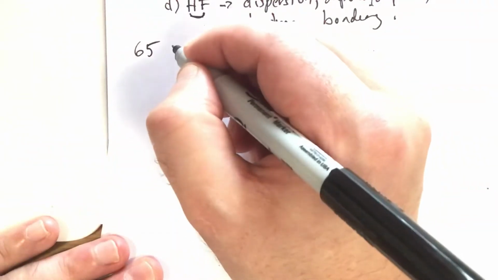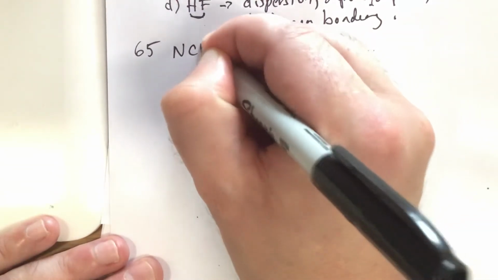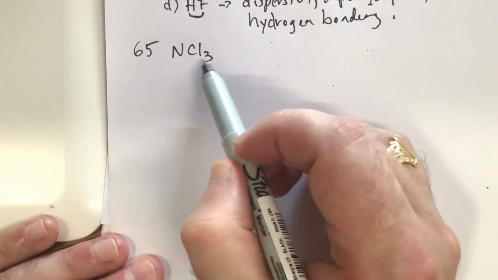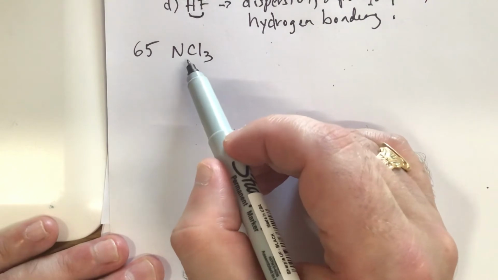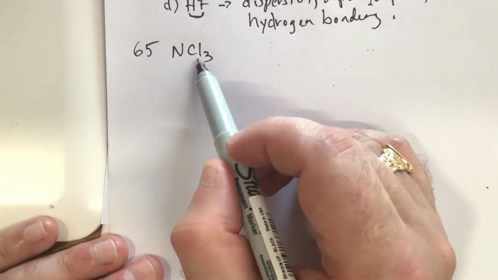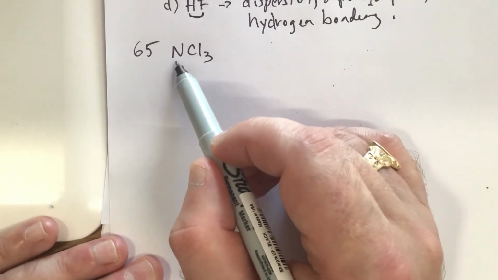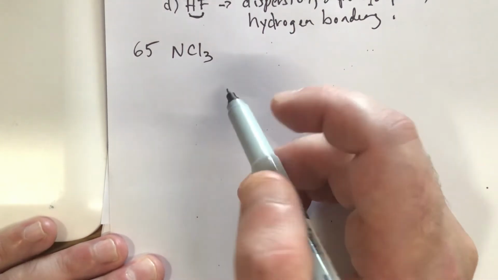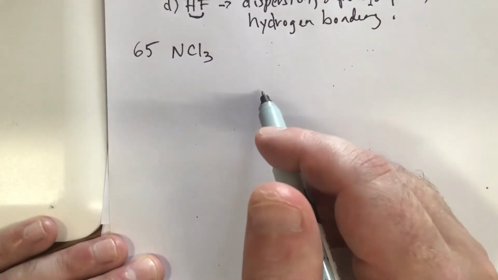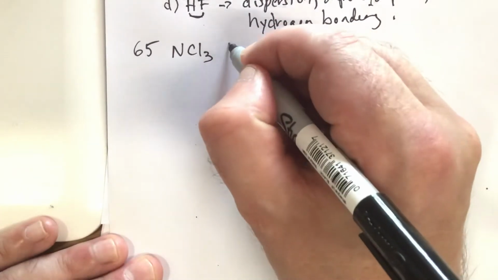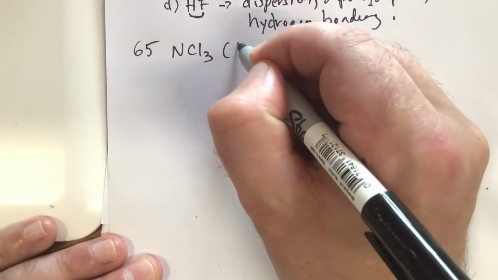But what do we have here? NCl3. So we've got two non-metals here. So this is a covalent bond. This is a molecular compound. So this is nitrogen trichloride, is how you would say that. Now our question was kind enough to tell us what the shape is.